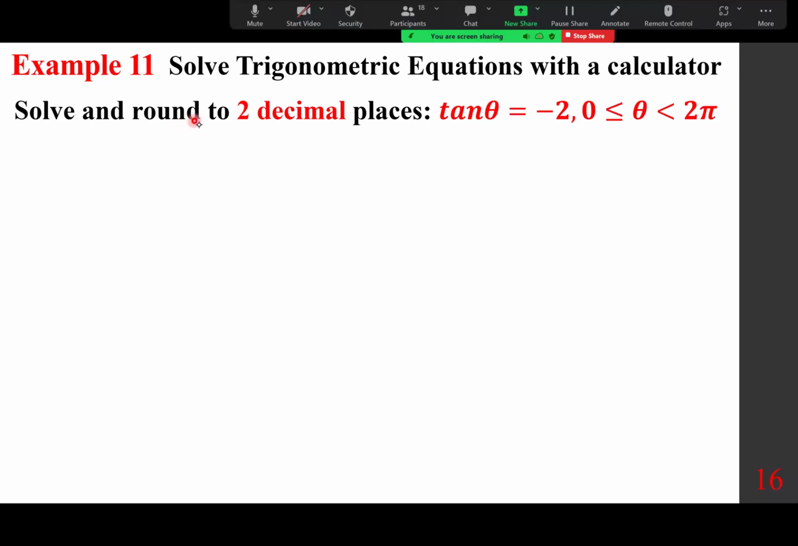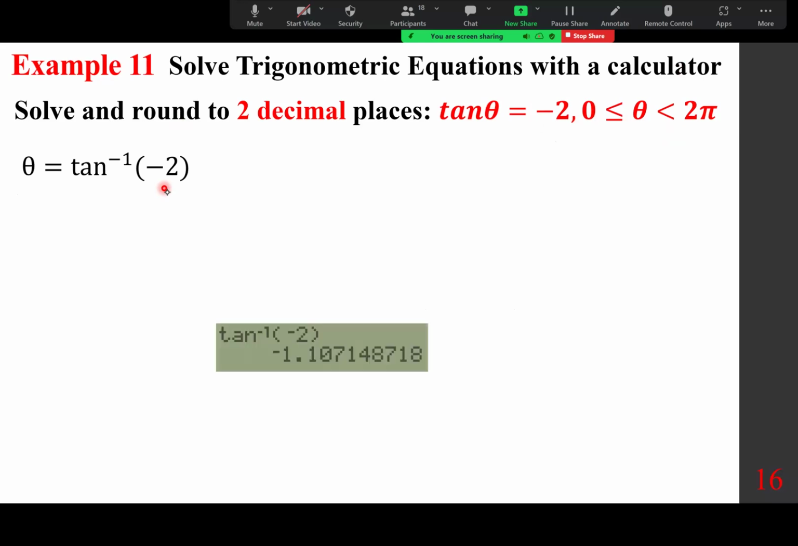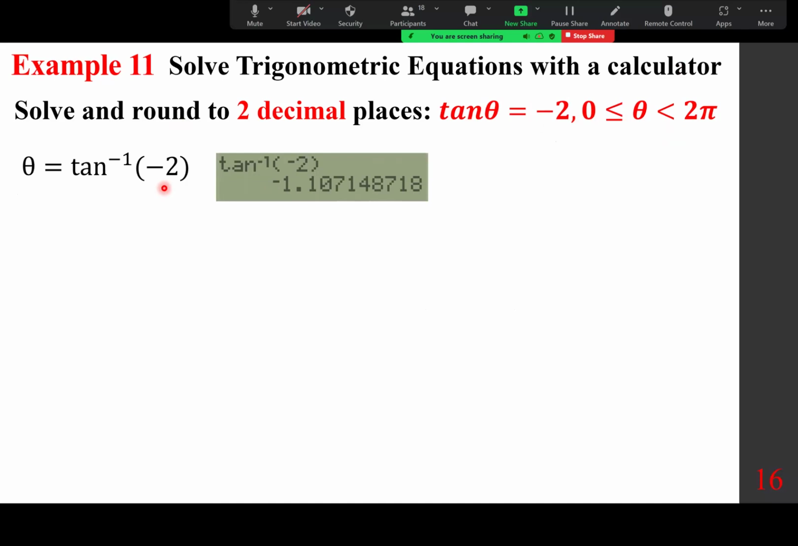Solve and round to 2 decimal places. Tan of theta is negative 2, and we want it in the first revolution from 0 to 2 pi. So if tan of theta is negative 2, that means theta must be tan inverse of negative 2. Now, tan inverse of negative 2, you put it into a calculator, gives you the answer. And you want 2 decimals. So this is the second one. Next to it is 7. So 0 goes up to 1, becomes negative 1.11 radians.